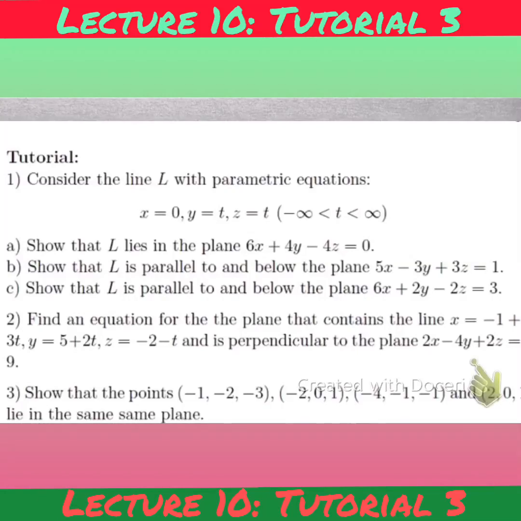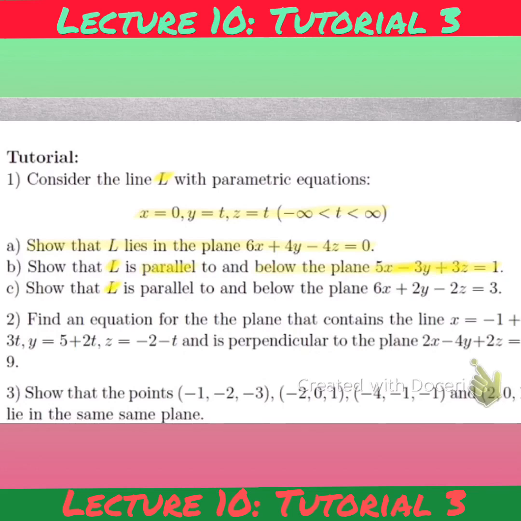Right, so we're given the line L with those parametric equations, and we're asked to firstly show that L lies on this plane. That's not a difficult thing to do. We are asked to show that L is parallel and it lies below the plane 5x minus 3y plus 3z equals 1.